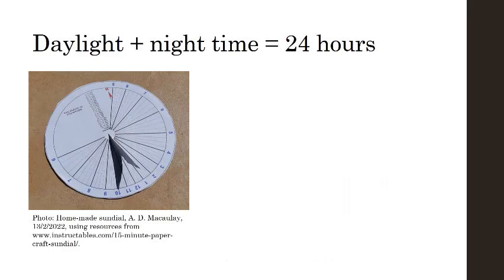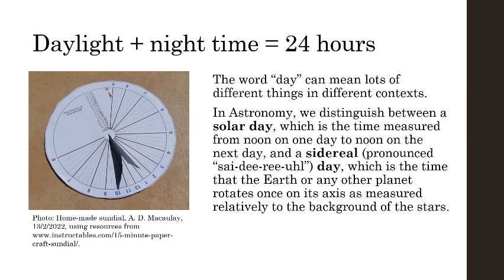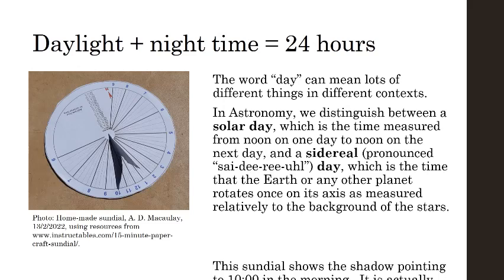Well, daylight plus that night time is the 24 hours. And the word day can mean lots of different things in different contexts. So what do we mean by day? In astronomy, we distinguish between a solar day, which is the time measured from noon on one day to noon on the next day, and a sidereal day, which is the time that the Earth or any other planet rotates once on its axis as measured relatively to the background of stars.